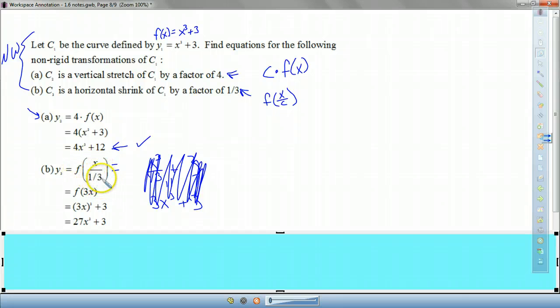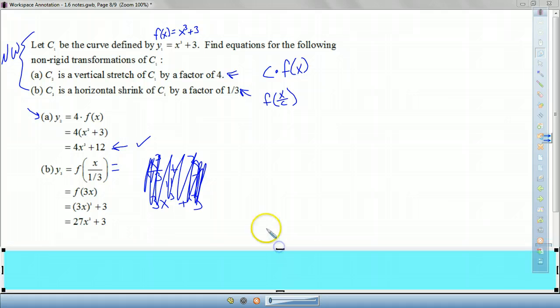We get f of X over 1/3, right? When you divide by 1/3, it's the same as timesing by 3, so you get f of 3x. You plug in 3x for x in our original equation. Now you keep it in parentheses because it's horizontal. 3 cubed is 27. That's where that 27 is coming from. X cubed is, well, x to the third. And plus 3. Again, if you guys can't see it, that's to the third.